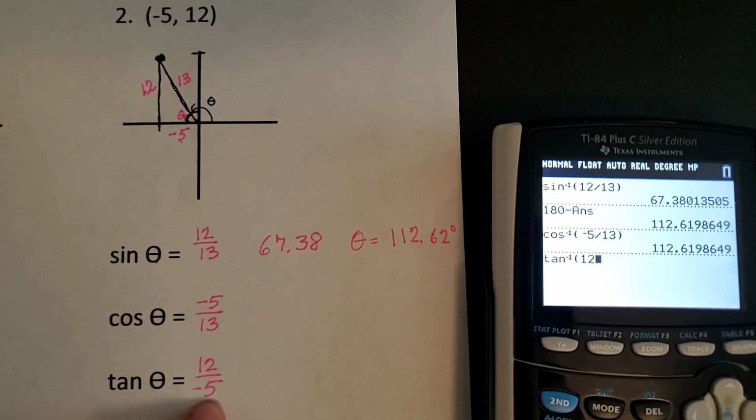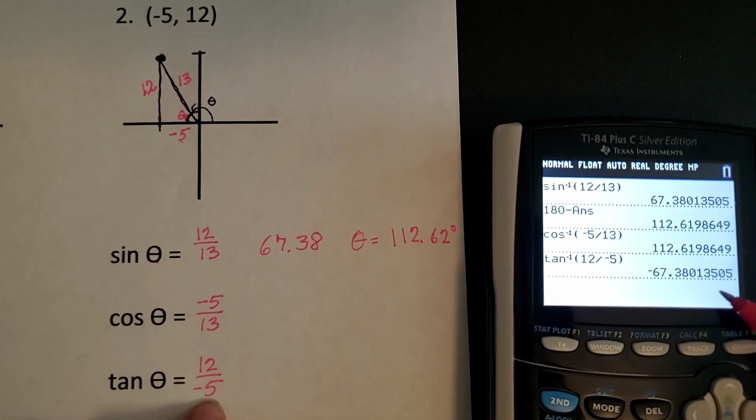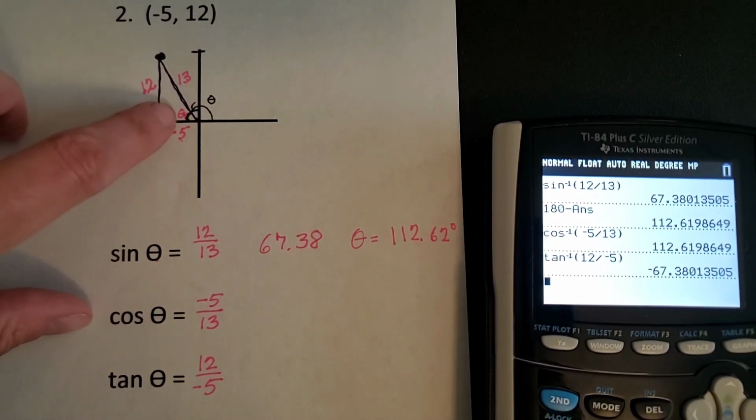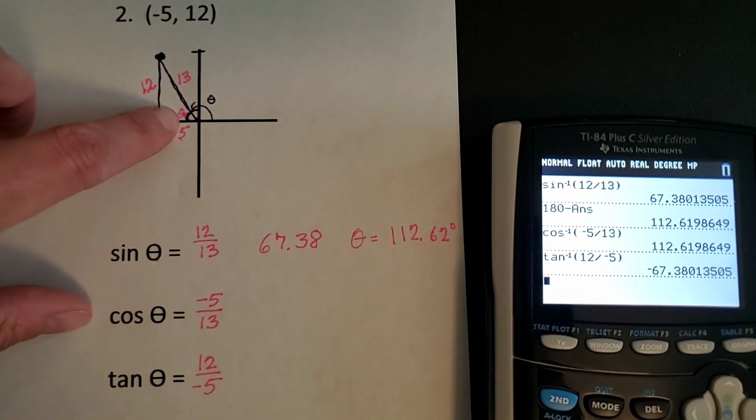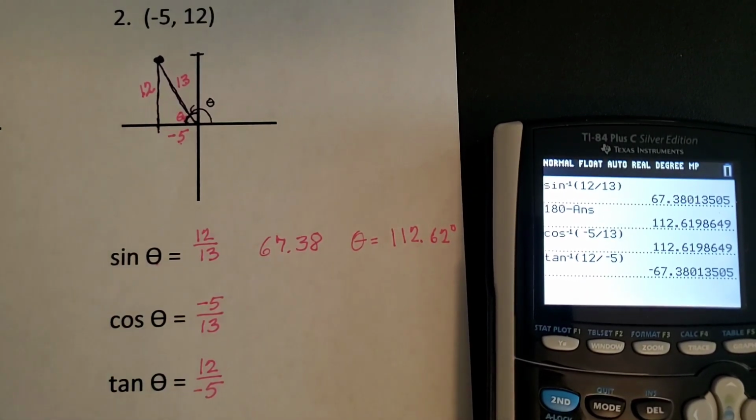Inverse tangent is 12 over -5. Oh, look, it gave you a negative angle. So you've got to do some interpretation there and go, oh, well, in my picture, is it giving me theta or is it giving me a reference angle? It's giving me a reference angle, but I don't want it to be negative. I want it to be positive. And then back with the 180 minus that to get us to the 112.